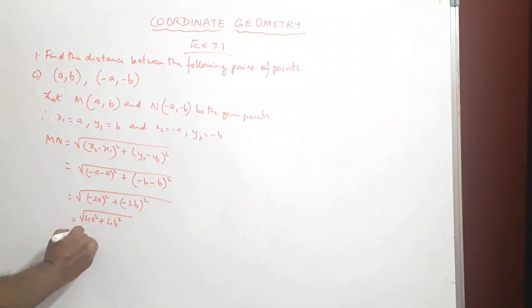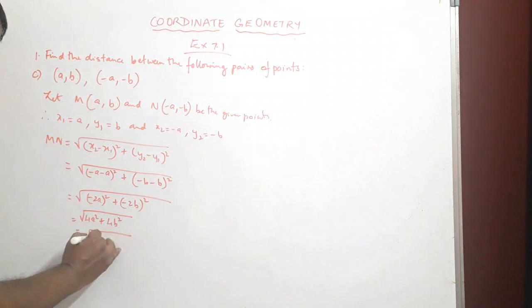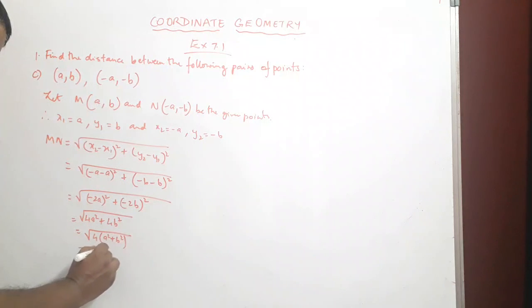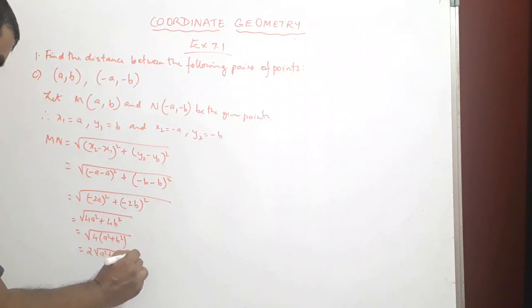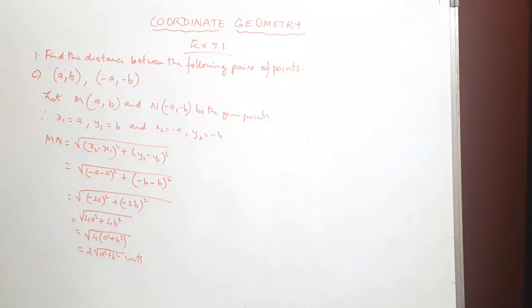If we take 4 common here, 4 times (a square plus b square), we will get 2 square root of (a square plus b square) units. So that is the answer to this problem. So we've solved question 1, and as discussed we would be solving only one question in this video.